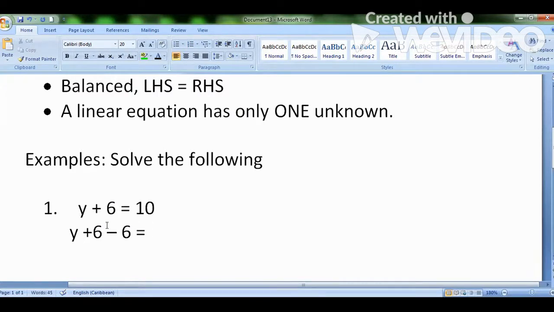But because equations must be balanced, what you do on the left, you have to do on the right. So because I subtract 6 on the left, I have to subtract it on the right. 6 from 6 is 0. What is left back? Just y. And what do we want to find? Y. So y, and 6 from 10 is equal to 4. So that's the answer.